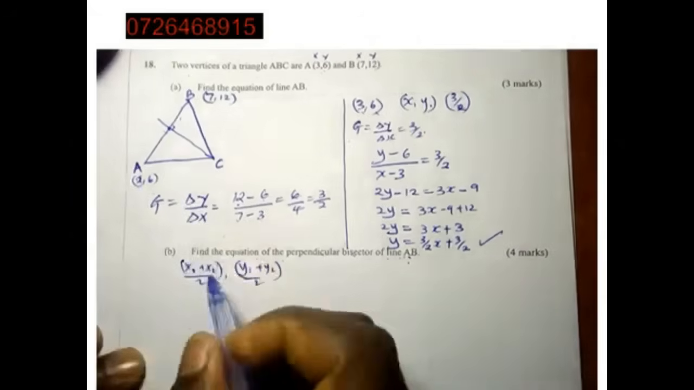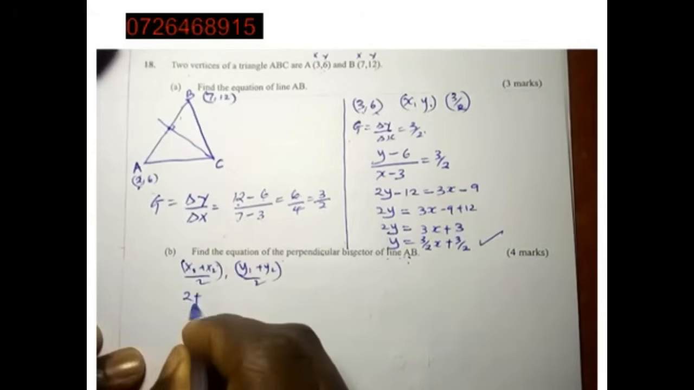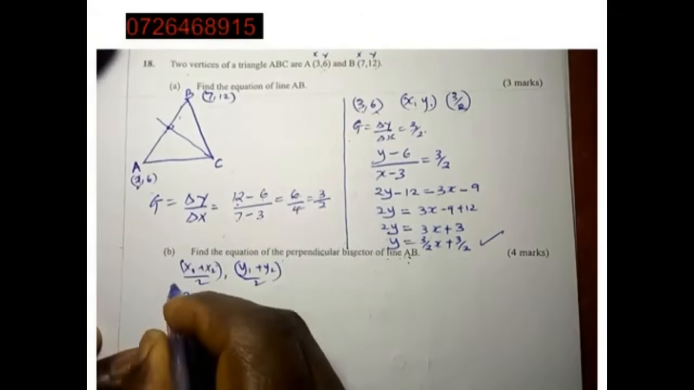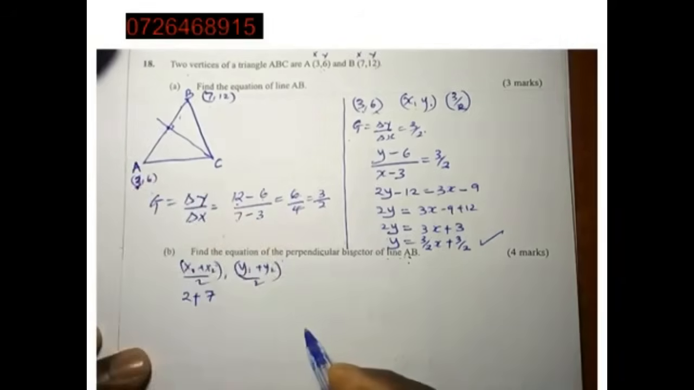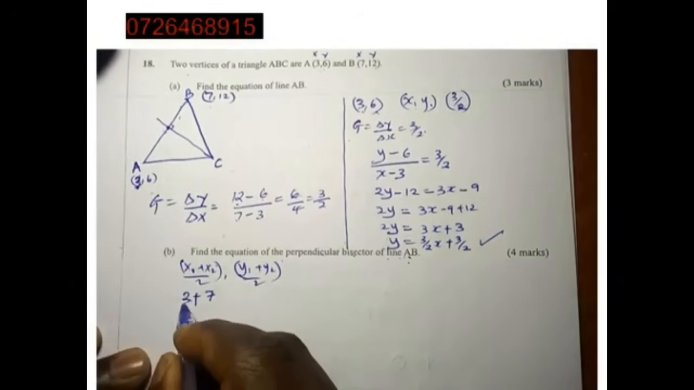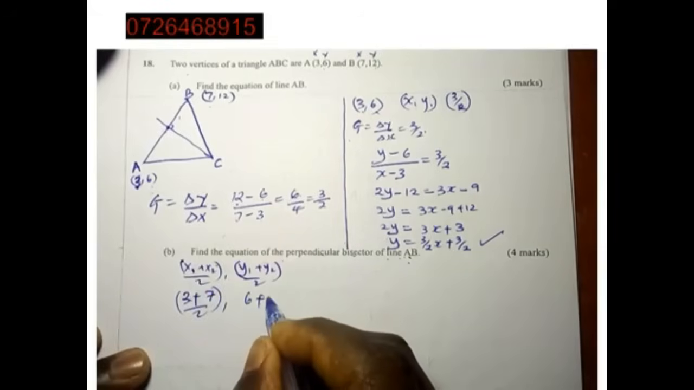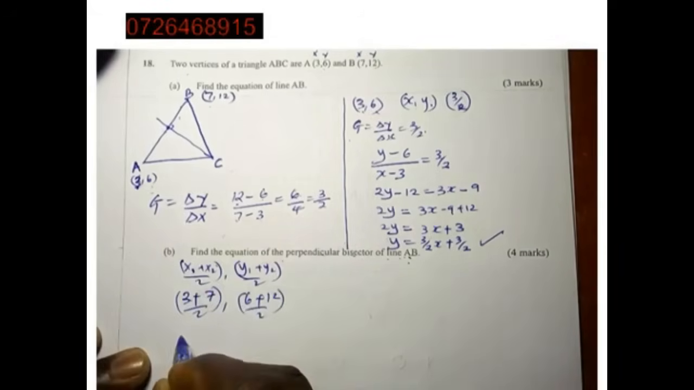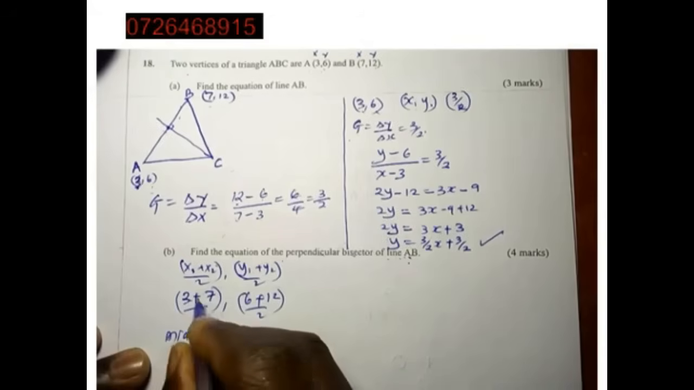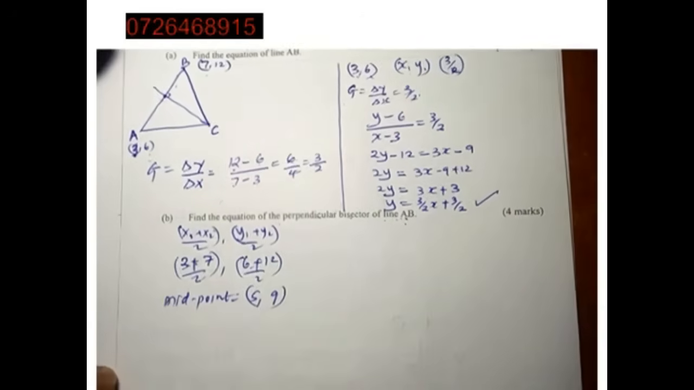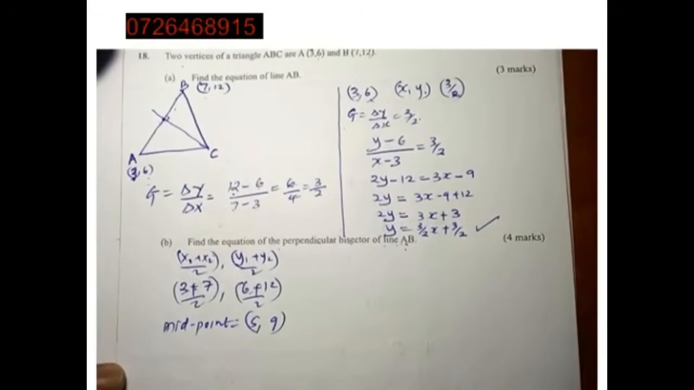Tunajua AB, the first x ni 2 plus the second x which is 7, or 3, not 2. The 3 divided by 2, the y 6 plus 12 over 2. So the midpoint is 10 divided by 2 itakuwa 5, 18 divided by 2 itakuwa 9. So the midpoint is (5, 9). Hiyo ndio kitu ya kwanza lazima utafute.